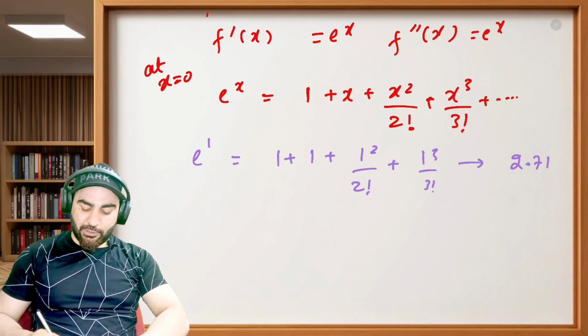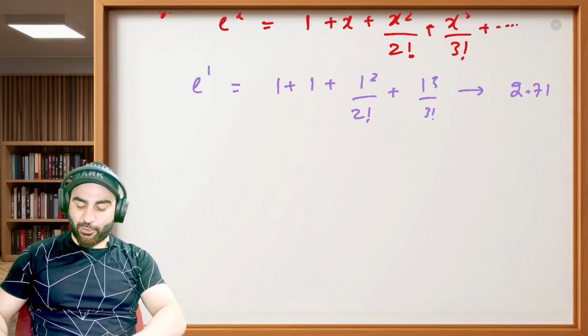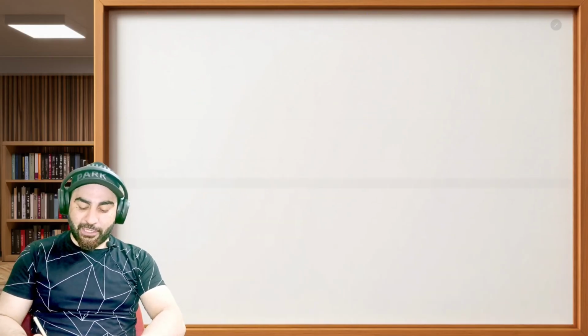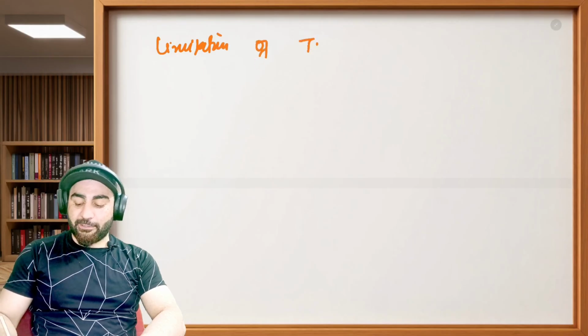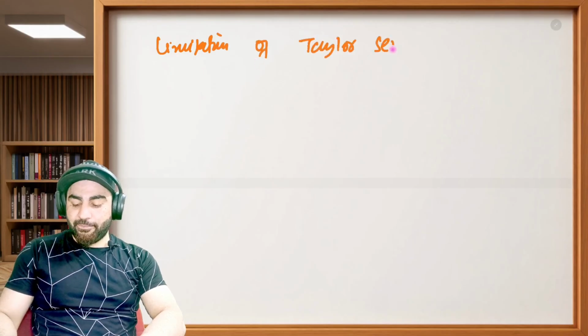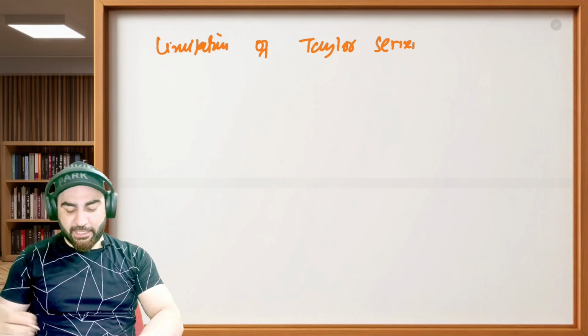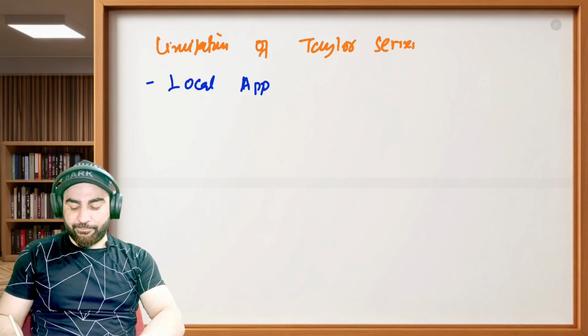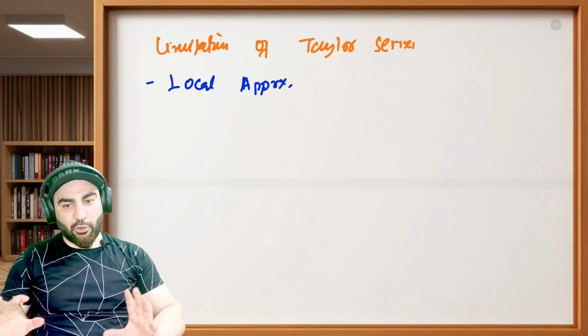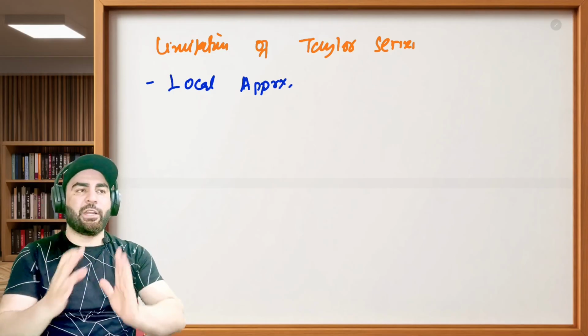I'll just highlight. Fahad asked a really nice question, so I got to also write the limitation. What is the limitation of Taylor's series? Well, the first limitation is it is a local approximation. What is the meaning of local approximation? The series is most accurate around that point.